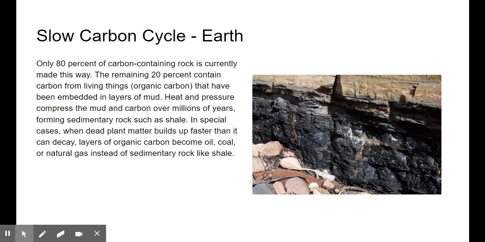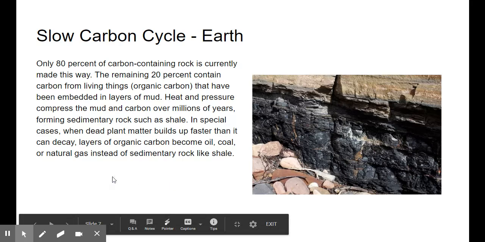Heat and pressure compress the mud and carbon over millions of years, forming sedimentary rocks such as shale. In special cases, when dead plant matter builds up faster than it can decay, layers of organic carbon become oil, coal, or natural gas instead of sedimentary rock like that shale.